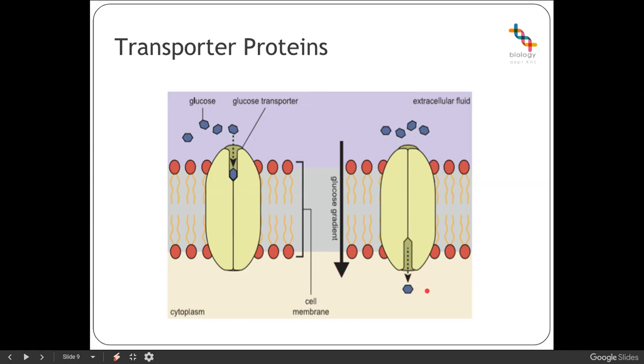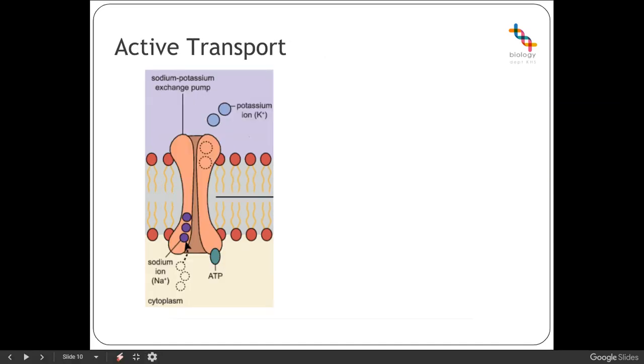There are some transporter proteins which actually require energy in order to bring about this conformational change. Those are the ones used in active transport, i.e. they require a source of metabolic energy. A good example of active transport is the sodium-potassium exchange pump. This is when we've got pump proteins that transfer substances across the membrane against their concentration gradient, so molecules are moving from a low concentration to a high concentration.